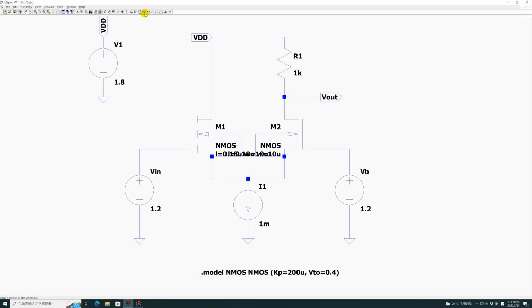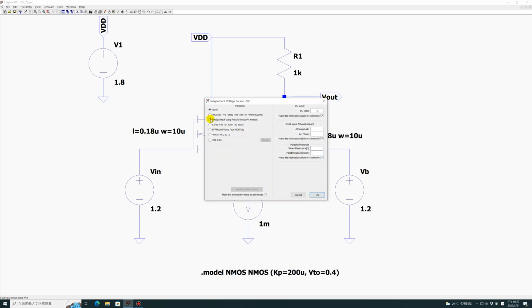Okay, both of the parameters are here. That's the differential stage. Let's look at how I know what the voltage gain is. Vin is here, so we'll change Vin into an AC source. In advanced, it's a sine. The bias is 1.2, and we'll put a small voltage, 10 millivolt here, with 1 kilohertz.